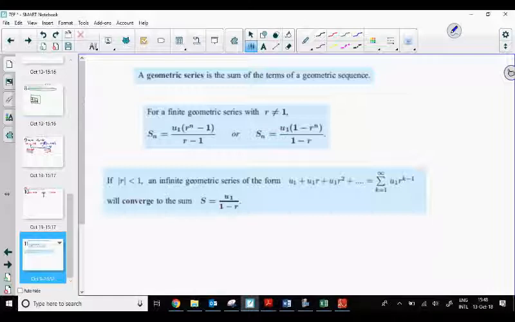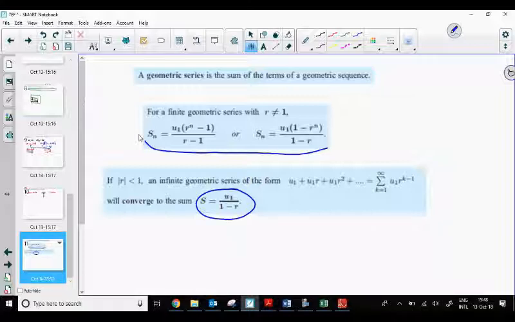The first two are equivalent to each other. For a finite geometric series, we can calculate its sum like this. An infinite geometric series, we can calculate a sum for as long as the absolute value of that common ratio is less than 1. Think about that. That kind of makes sense, right?